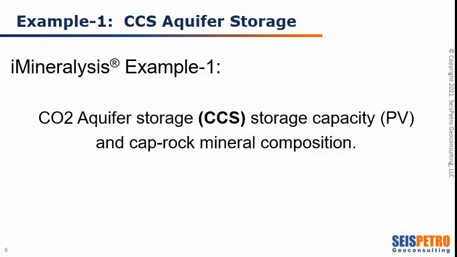So, first example, we're going to do an aquifer storage. There's never been any oil. So they would call this carbon capture and storage, CCS. And we're going to take a look at the storage zone and the cap rock, and we're going to have some choices here.